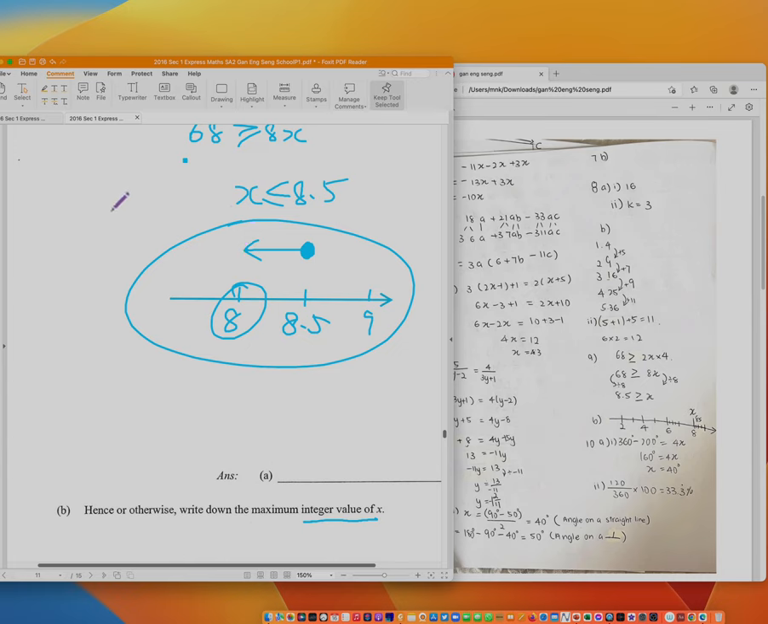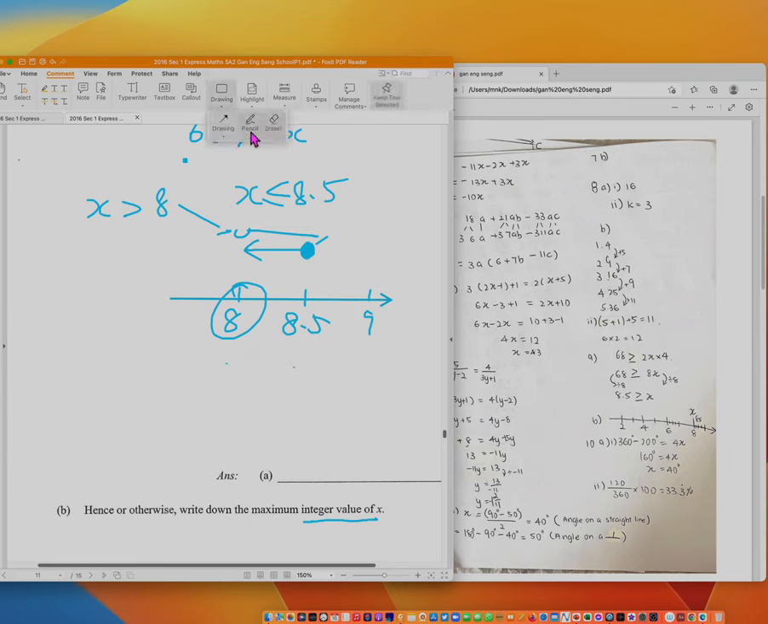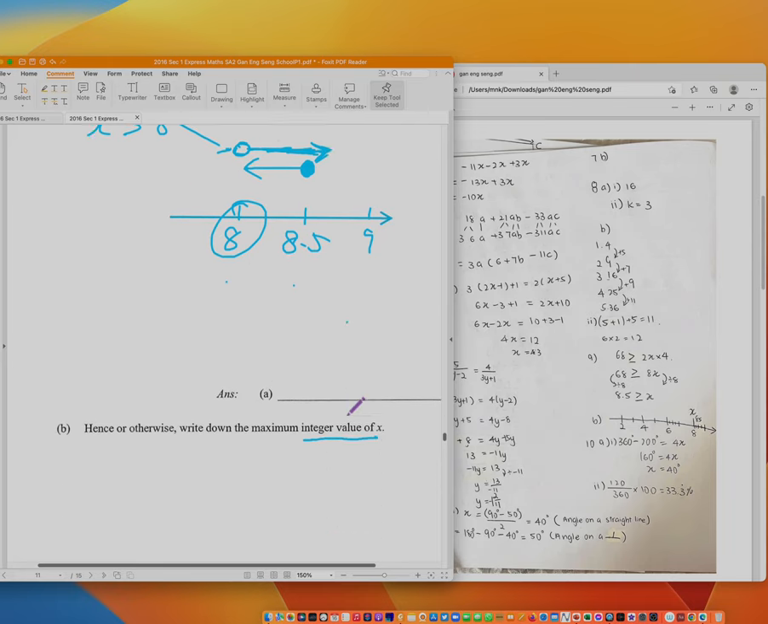So let's say x bigger than 8. How do you do this? You just go to 8, then you make it hollow. Then bigger, so go to the right. Good. Let me just erase this. By the way, if you are drawing the number line, I hope you use a ruler. Just make it straight. Good. Next.